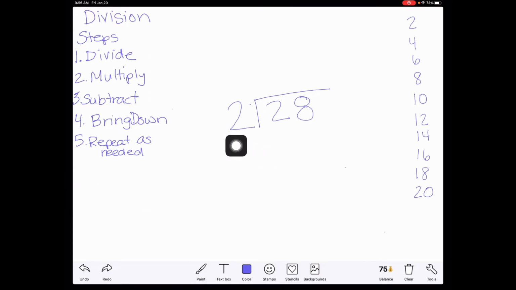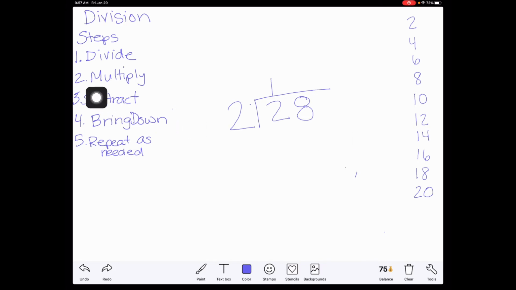So the first thing I have to do is, looking at my number 28, I'm going to look at the first number, which is 2. And I'm going to see how many times my divisor can go into the number 2. So I have 2. How many groups of 2 can I get from the number 2? If I look over here at my handy dandy list, I see that I can get one group of 2 from the number 2. So that would mean 2 goes into 2 one time. So I'm going to write 1 on top because I need to make sure my numbers are lined up, okay?